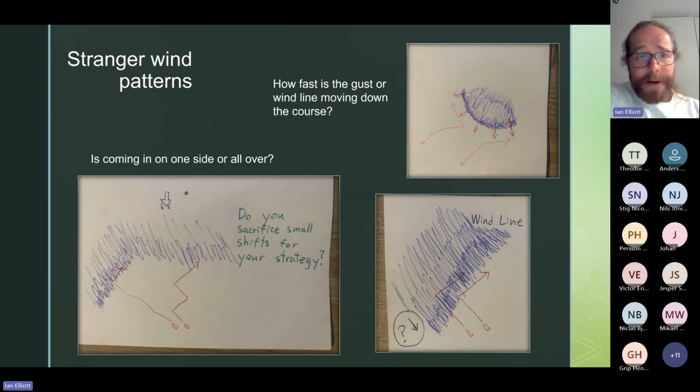So as promised, here are the other wind patterns. So we've already talked quite a bit about cat's paws, the wind coming from higher up and spreading out. Here's just an illustration of how you could use the same gust for two different shifts.